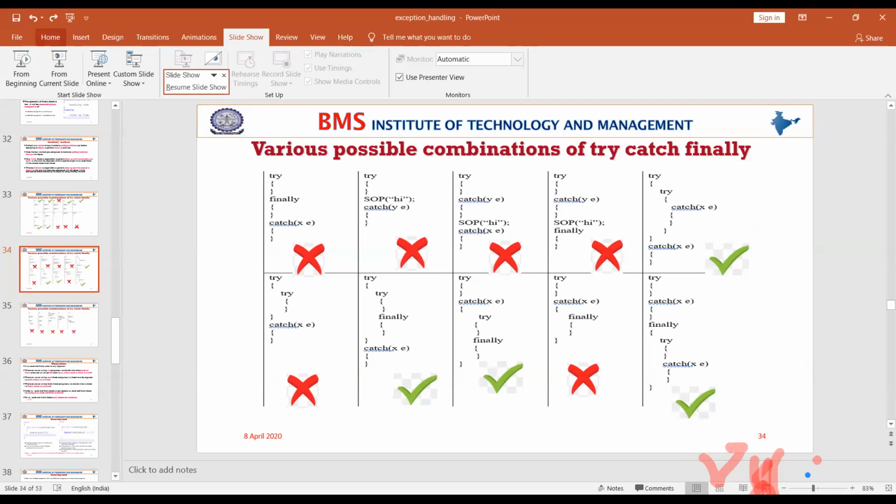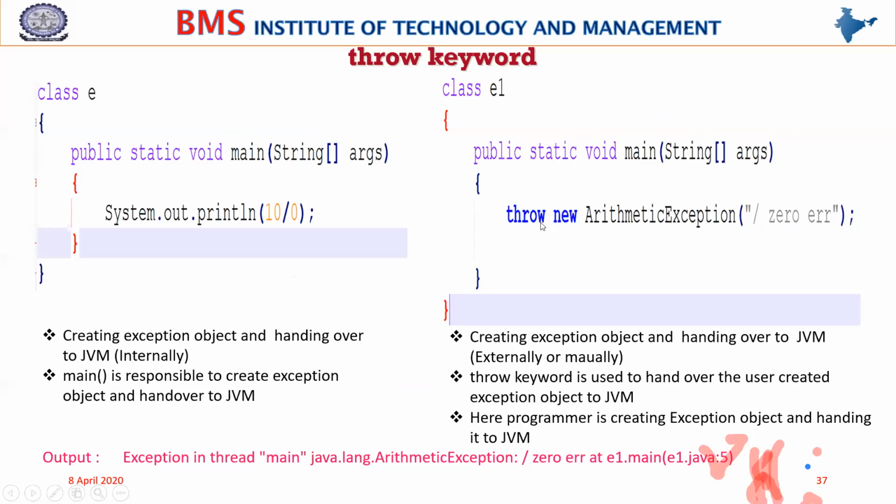So in this case, as a programmer, I am handing over the exception that is raised to your JVM explicitly. That handing over of the exception explicitly by the programmer to the JVM is done using the keyword throw. In the earlier case, creating the exception object and handing it over to the JVM happens internally; the main method is responsible for creating the exception object and handing it over to the JVM. But here, with this statement, we are creating an exception object and handing that exception over to your JVM explicitly using the keyword throw.